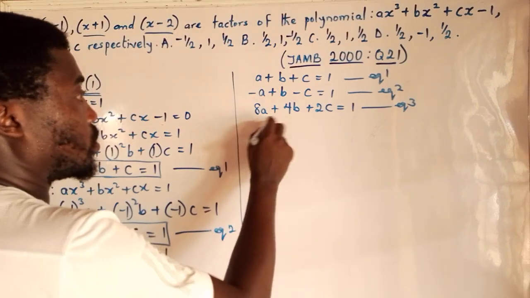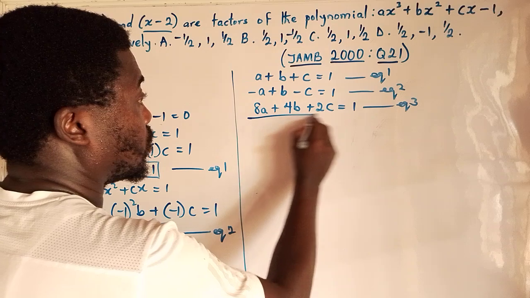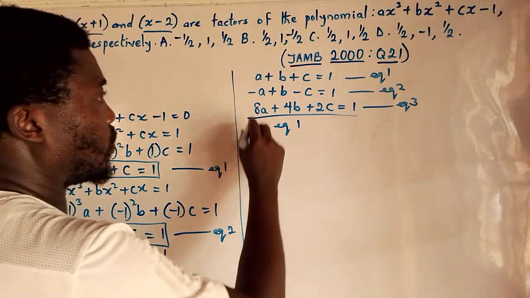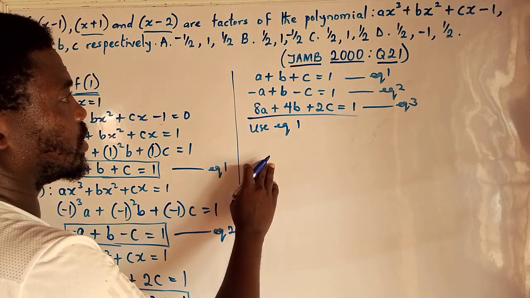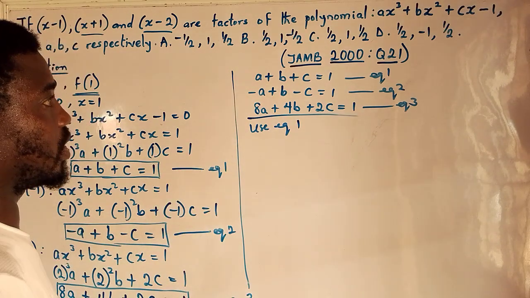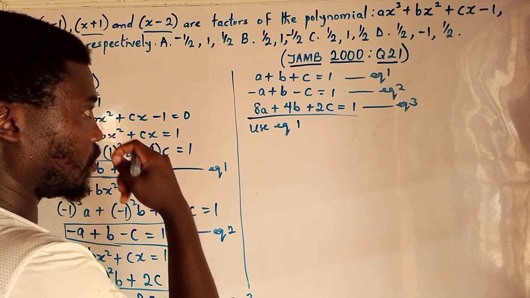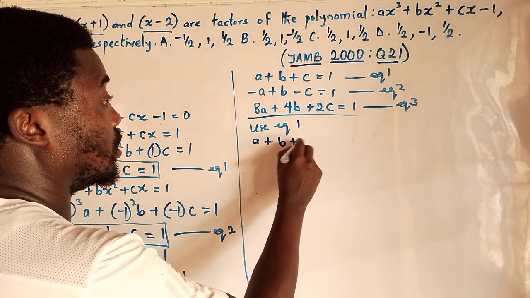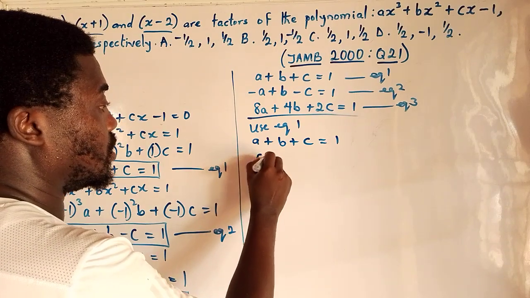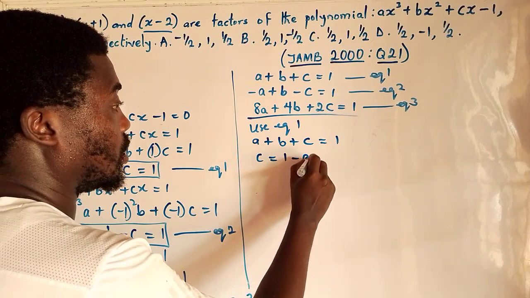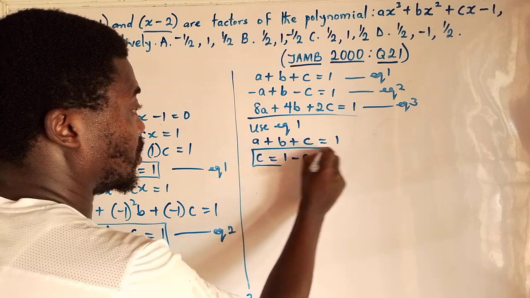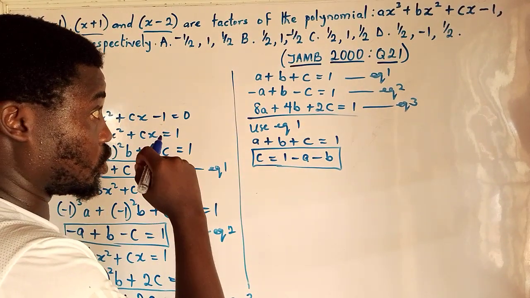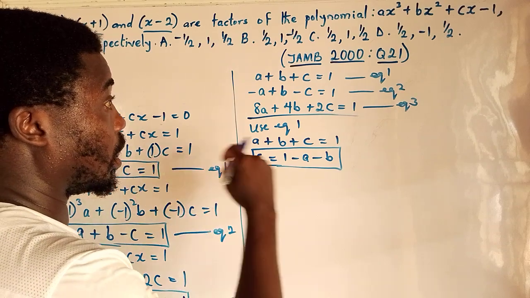Use equation 1. Let's make c the subject of the formula, and then substitute the value of c in equation 2 and equation 3 to find our answer. So a plus b plus c equals 1, so the value of c is 1 minus a minus b. Let us substitute the value of c in equation 2, and also in equation 3.